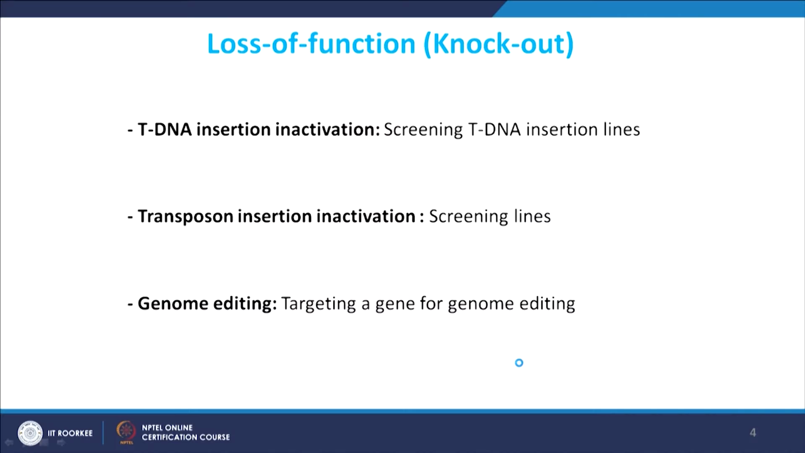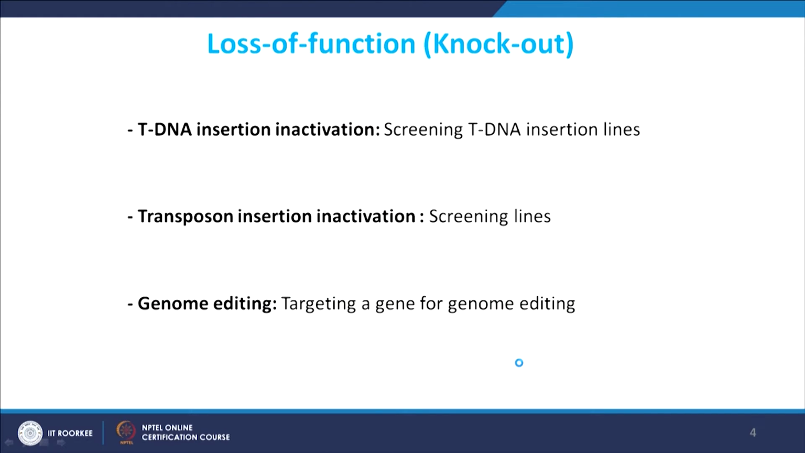So, first we will take loss of function, how to generate knockouts. The first two approaches we have already discussed in the forward genetics based approaches, which is to generate insertional inactivation lines for a particular gene. One was the tDNA insertion, the second was the transposon mediated insertion.